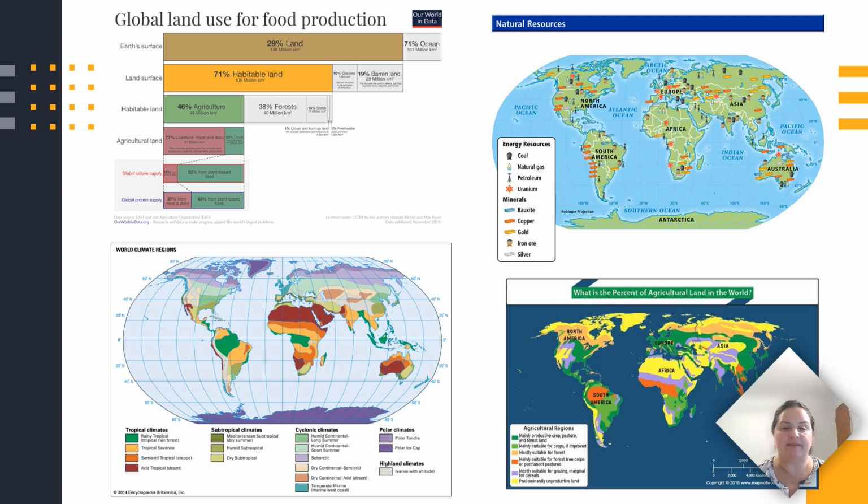Arable land, or land that can be used for farming, is concentrated in certain areas and is not evenly distributed around the world. And at the same time, we also have climate, and that impacts a lot of what can be done in a given society.